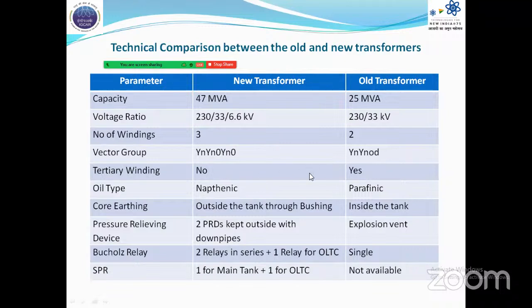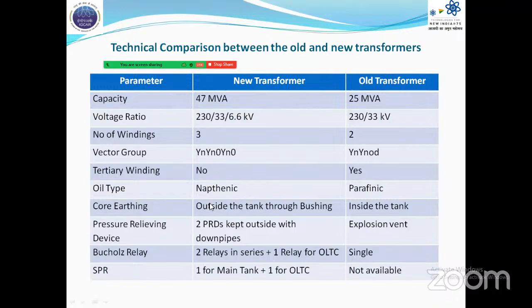But in this case, we have removed the delta winding as per the recommendation of CBIP, Central Board of Irrigation and Power, and the major manufacturers of transformers. They recommended that up to 100 MVA capacity, tertiary winding is not required, because the failures of the transformers are mainly due to the failure of tertiary winding. But the problem of zero sequence currents we overcame by increasing the area and reducing the operating flux density to 1.73 Tesla rather than 1.9 Tesla.